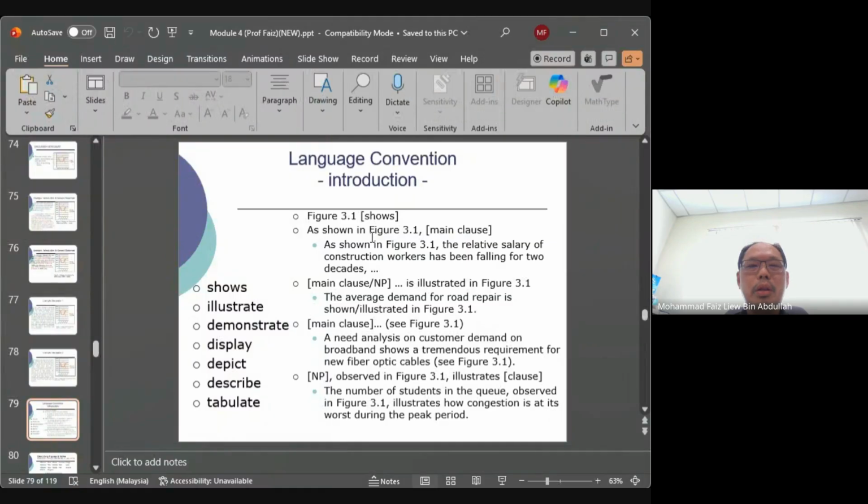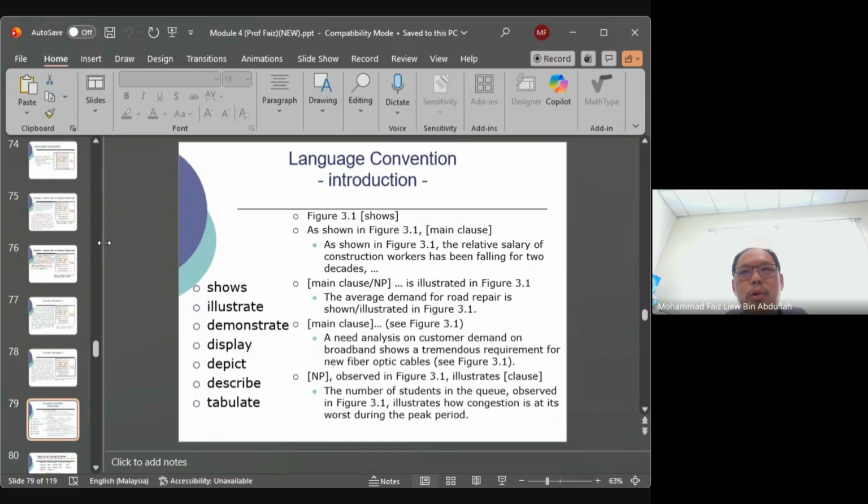So you don't want to have the same opening line. We call it the opening line, every time you want to explain something. In some places you can start with "Figure shows" like this. Another place you say "As shown in Figure 3.1", then you write the main clause. Or you can write "As shown in 3.1, the relative salary". So these are different. Or you can write the main clause first, and then "it is illustrated in Figure 3.1".